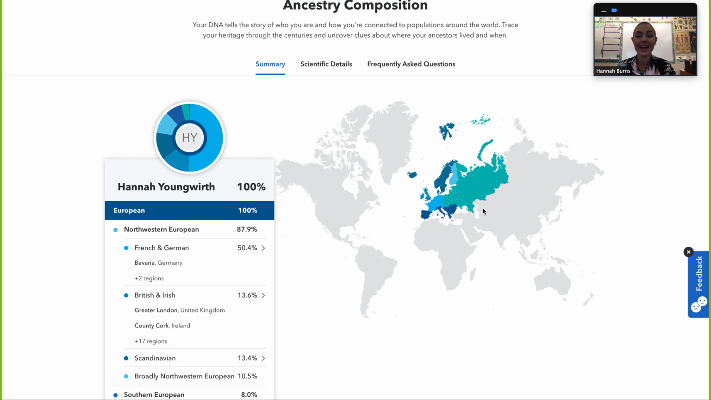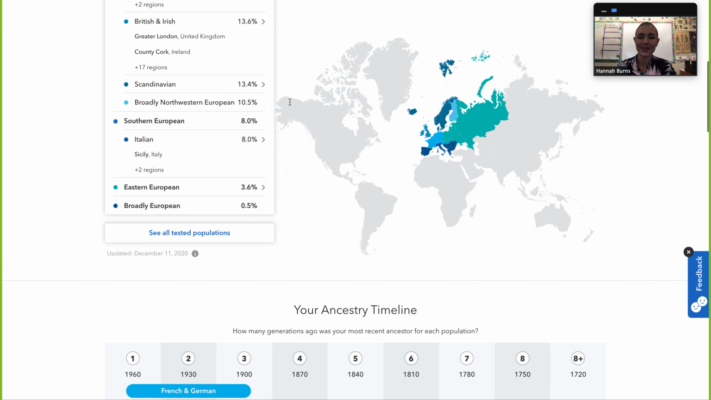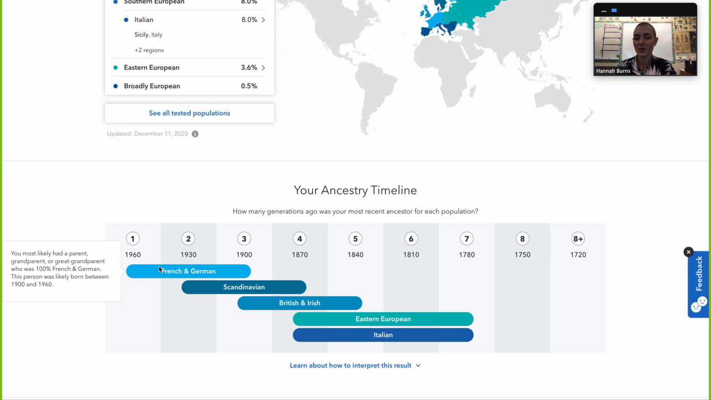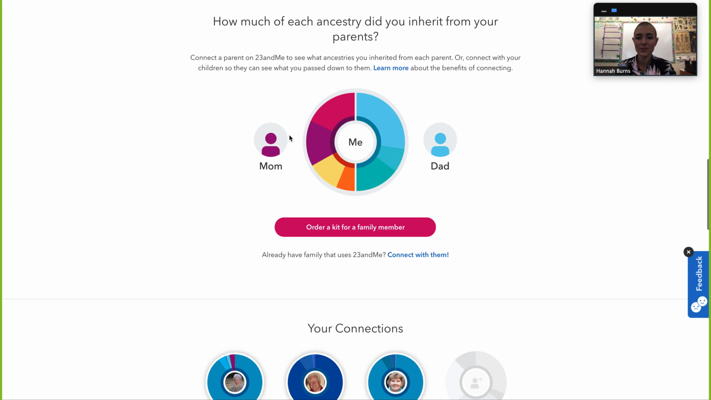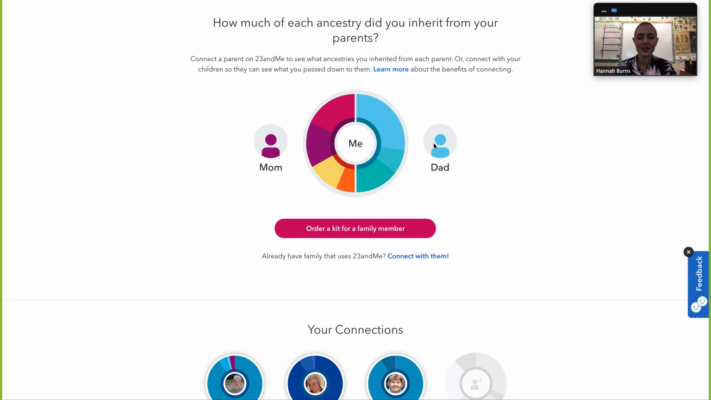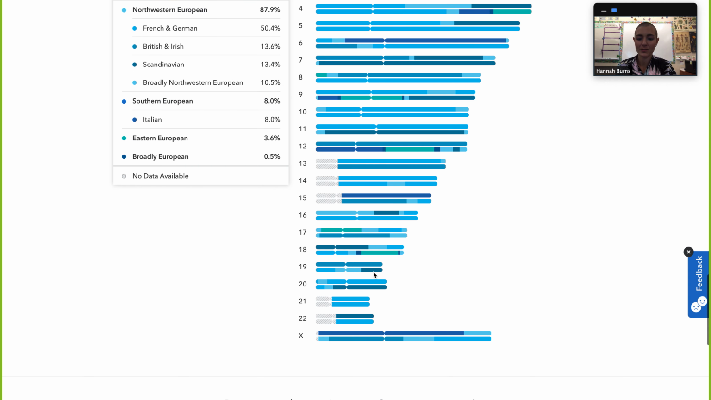Anyway, this is my ancestry composition. What's also pretty rad is the way they show a timeline of how many generations ago I had recent ancestors for each population. It looks like we started out Italian and Eastern European, and then as my ancestors migrated around and moved, they became more concentrated towards this area. That's pretty cool. I don't have either of my parents here, but this shows me my chromosomes. Remember, I have 23. I have 2 X chromosomes because I'm a female.